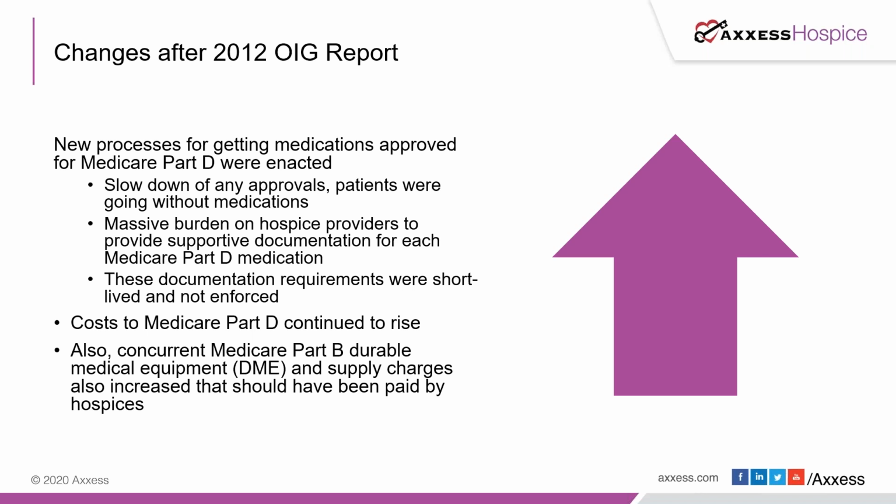However, the cost of Medicare Part D continued to rise even after this year. There were also more studies showing that not just the Part D costs were rising, but the Part B durable medical equipment and supply charges were also increasing. Things like patients on hospice with COPD, CHF, or lung cancer who had pre-existing oxygen that never got changed out and continued to be billed to Part B, and wound supplies and things like that being billed to Part B. So there was a lot of double spending in the OIG's opinion.